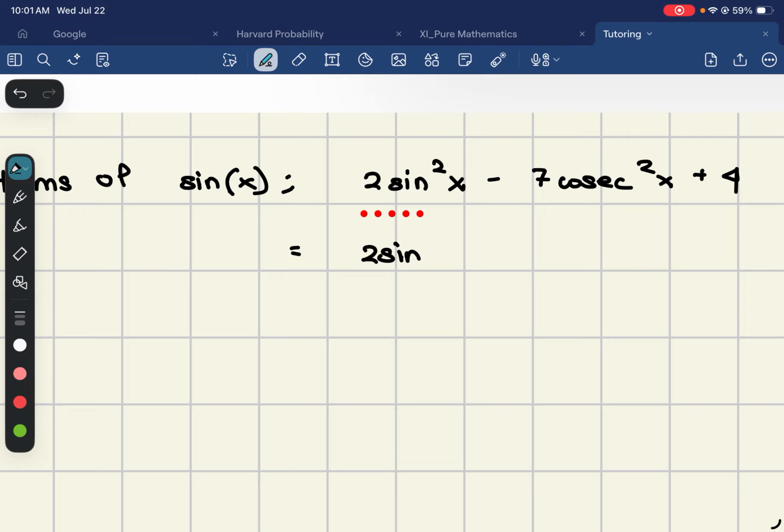Well, 2 sine squared x, I don't have to worry about this term because it's already in terms of sine x. My second term is just going to be 7. Cosecant is the reciprocal function of sine. So cosecant squared x is just 1 over sine squared x, plus 4.